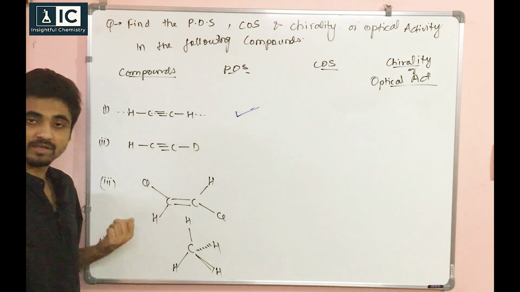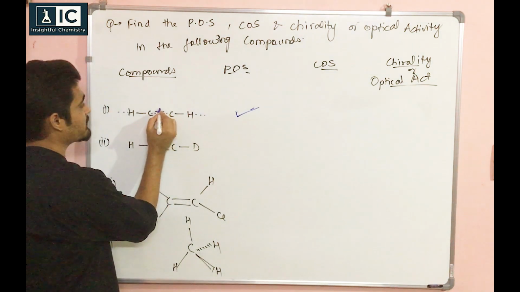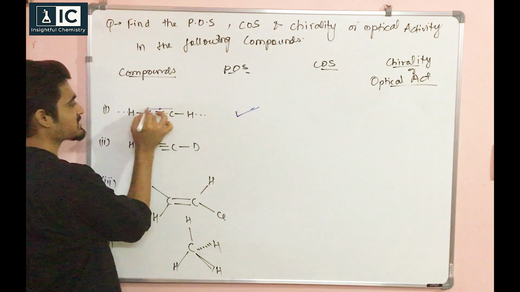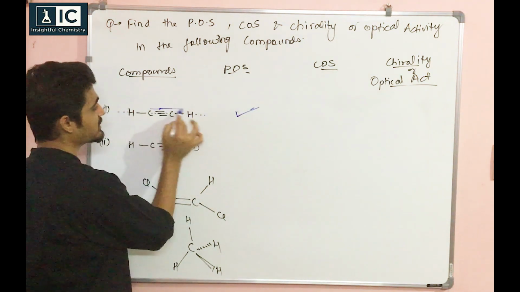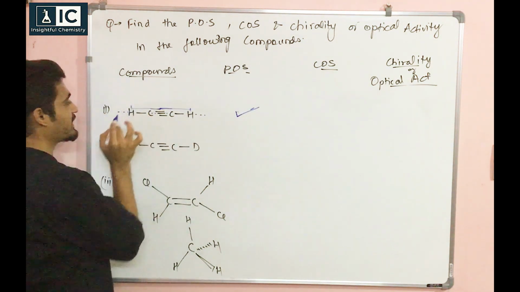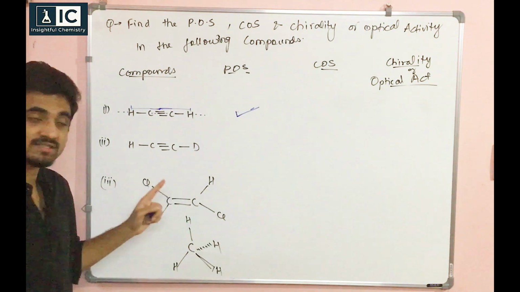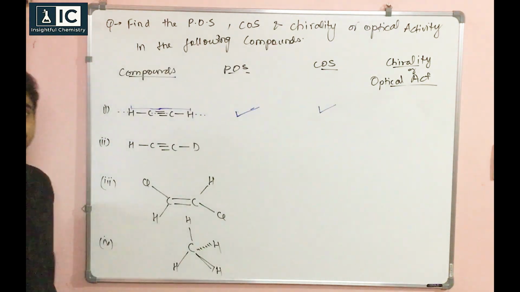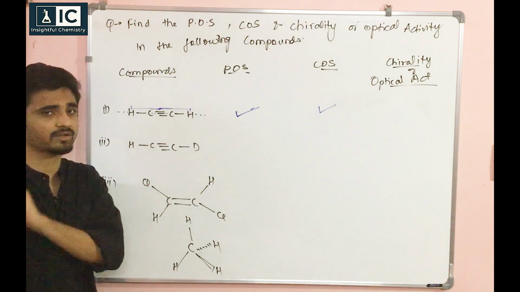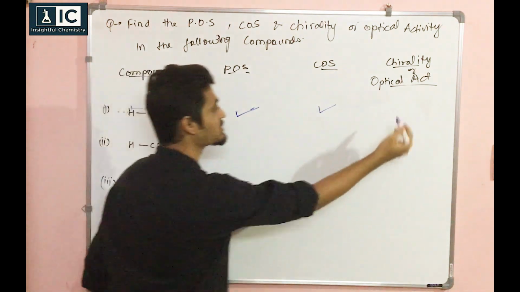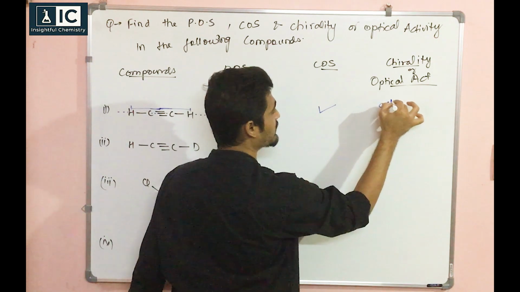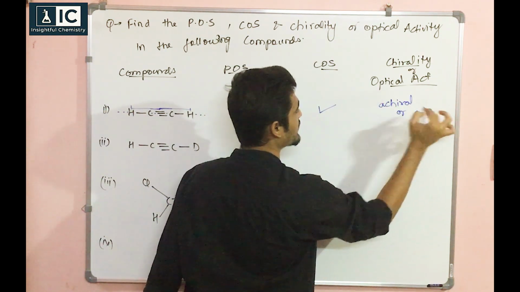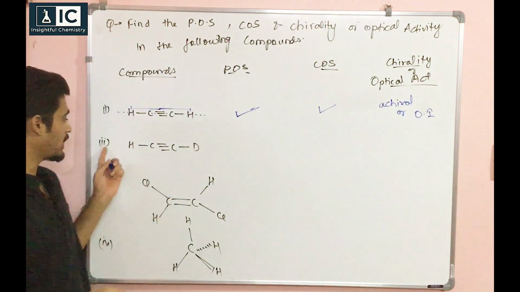How about center of symmetry? So yes, if I'm meaning at the center, I go this side, I get carbon. I go this side, carbon. I go this side, H. This side, H. So in this case, there is center of symmetry as well. Okay, center of symmetry. I just need one center of symmetry and one POS. So therefore, it is achiral or optically inactive.